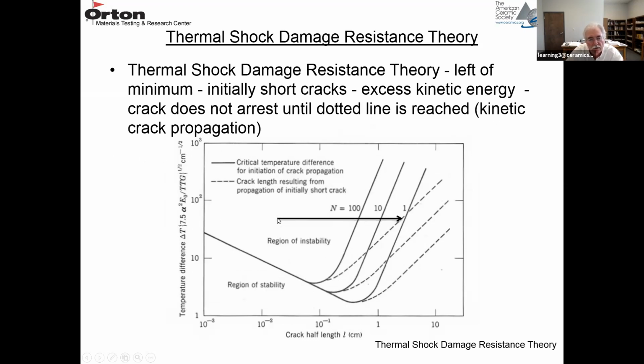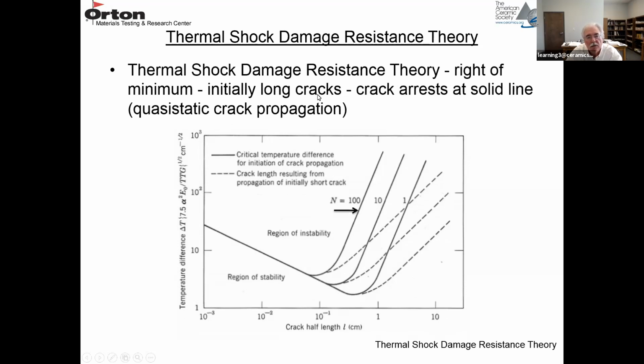So over here, to the left of the minimum, you have a short crack. You reach a delta T where that crack can grow, and it goes over, let's say it had an N equals 100, it'll arrest at this dotted line. So that's kinetic crack propagation, but you still arrest the crack and it stops. So you allow damage to take place, but your material is still intact.